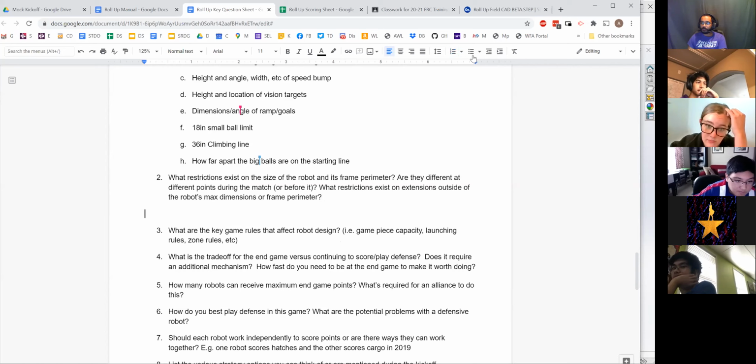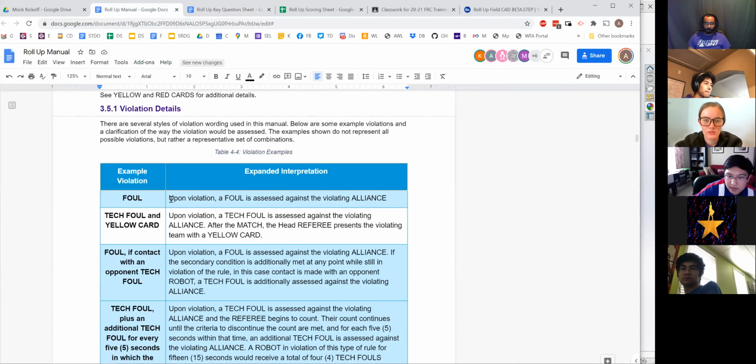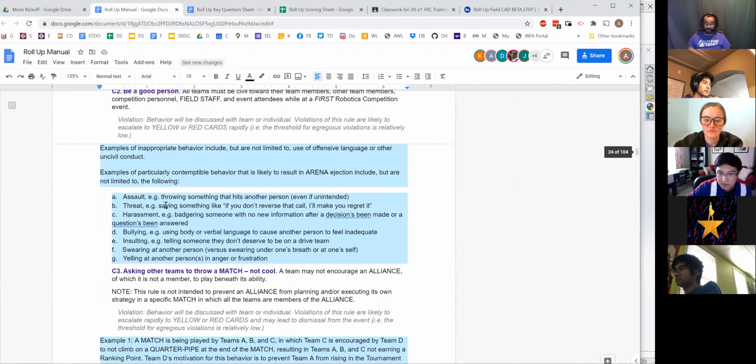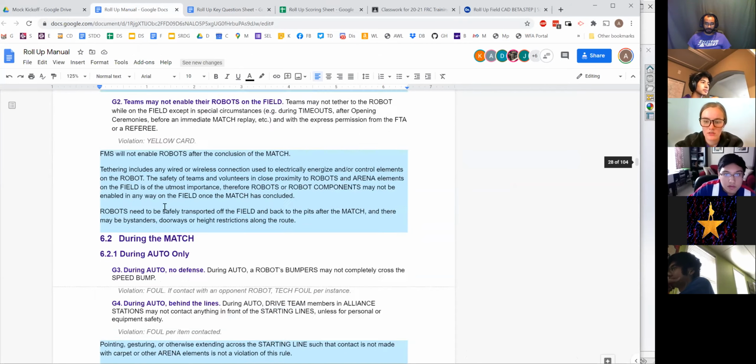Okay, what are our restrictions on size? We haven't talked about that yet, right? Smaller than the diameter of the ramp. That's not what the question is. This is an actual robot rule question, right? So now we have to start getting into what we are allowed to build.